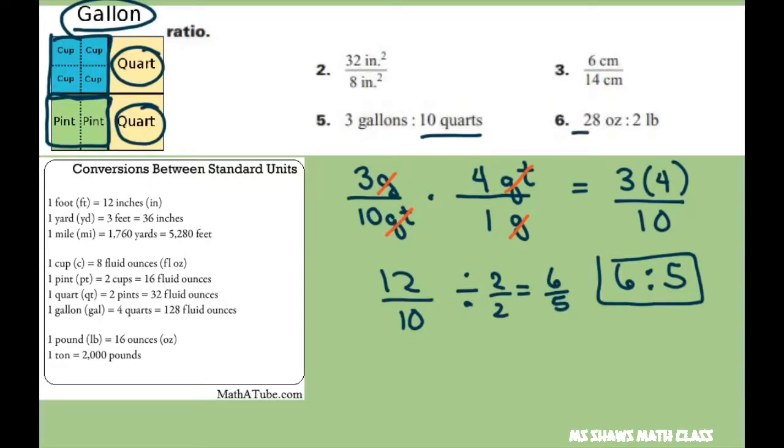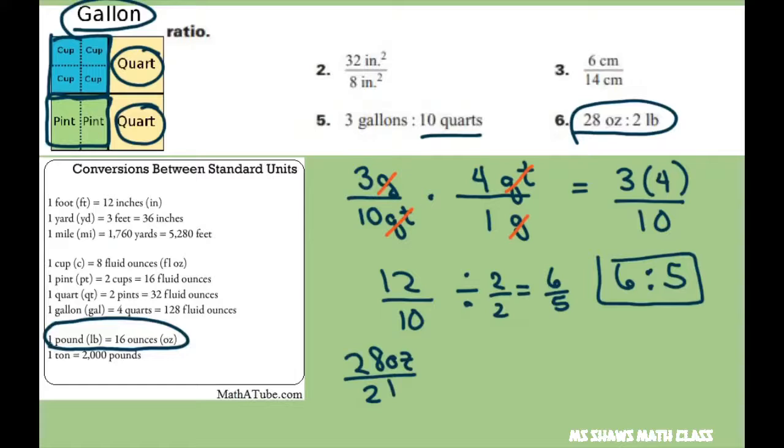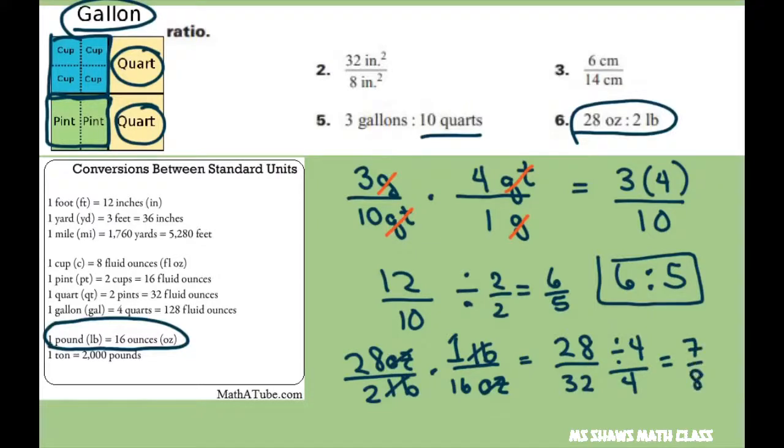And the last one, ounces and pounds. So let's find ounces and pounds. Where is that? Ounces. Okay, 16 ounces in 1 pound. So we're going to write 28 ounces to 2 pounds. And now we're going to put pounds in the numerator and ounces in the denominator. So there's 1 pound for 16 ounces. So now we can cross out our pounds and ounces and multiply across, and that gives us 28 divided by 32. And let's divide both of these by 4. And that gives us 7 to 8. And since they wrote it like this, you're going to write 7 to 8 like that.